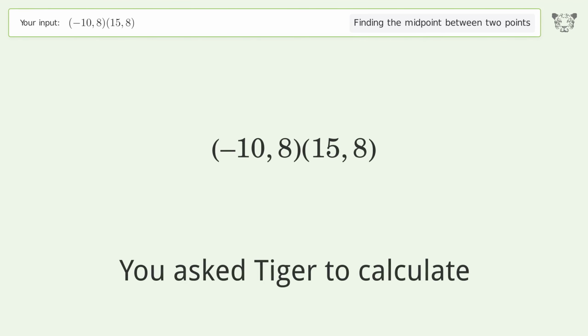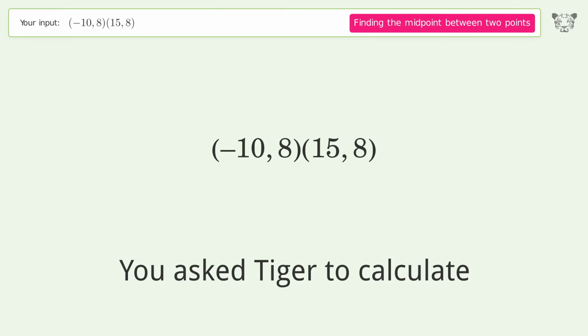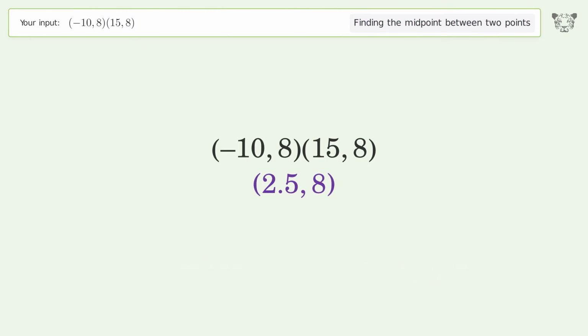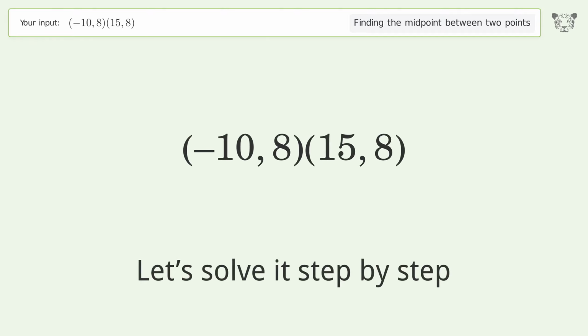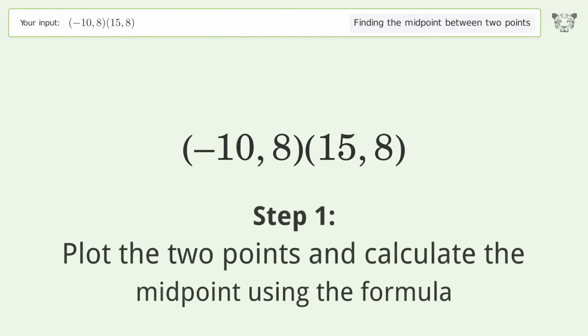You ask Tiger to calculate. This deals with finding the midpoint between 2 points. The midpoint between the 2 points is 2.58. Let's solve it step by step. Plot the 2 points and calculate the midpoint using the formula.